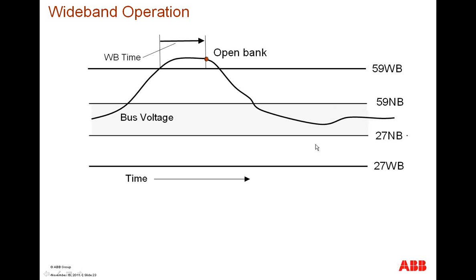Similar to the narrowband operation, wideband operation works the same way. When you're in wideband mode, if you go over a 59 wideband voltage level, you will start a wideband timer. When this wideband timer expires, you will open a circuit switcher associated to a capacitor bank to remove VARs from the system. When you're in wideband mode and your voltage goes above the narrowband level, nothing will happen. It's an either-or condition, either in wideband or narrowband mode.